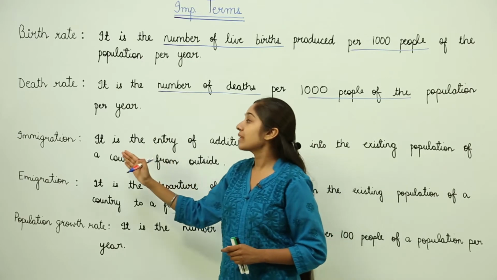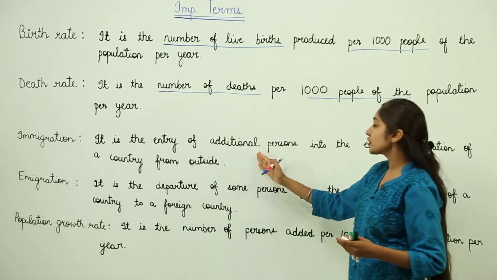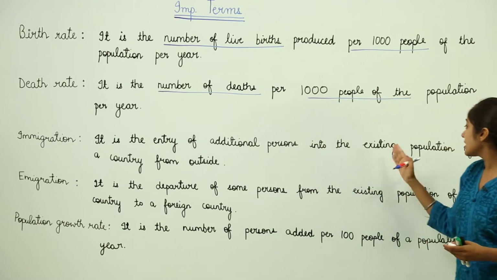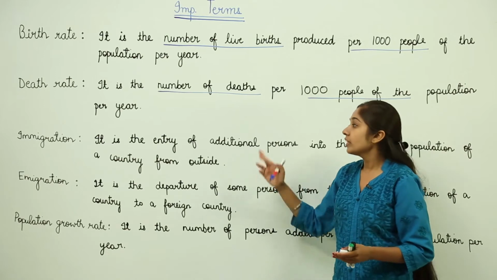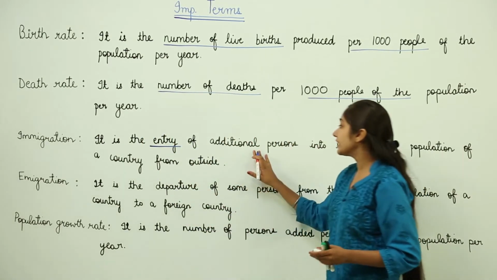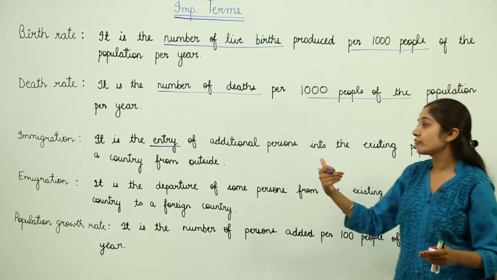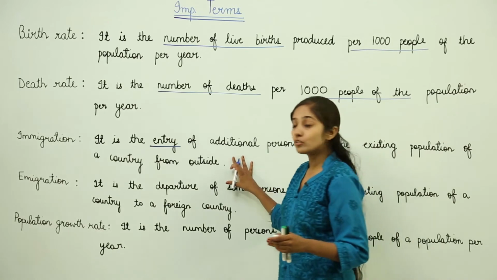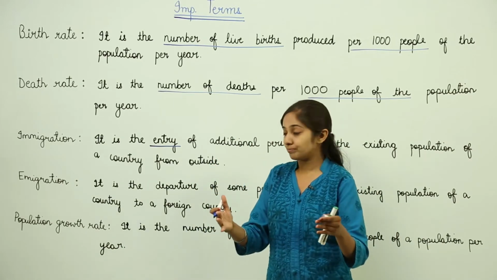Then we have the next term, that is immigration. You already know about it. It is the entry of additional persons into the existing population of a country from outside. So, immigration means the entry of additional persons into the existing population of a country from outside. So, this is going to lead to an increase in the population of a country, right.